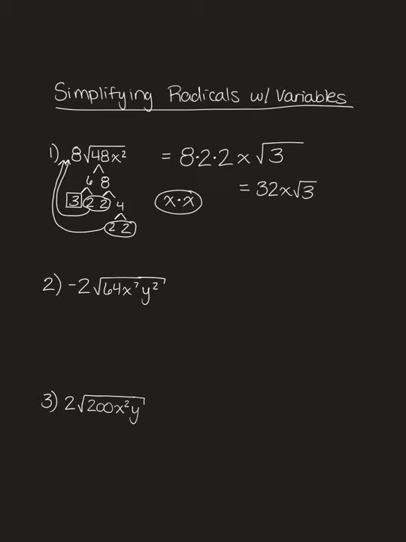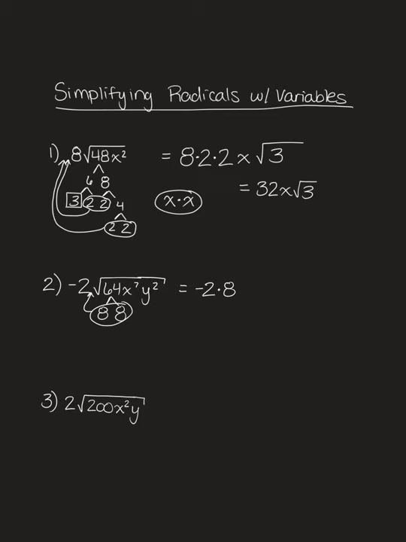Now let's look at number 2. We have negative 2 square root of 64x to the 7th y squared. So again, take your numbers first. So 64, that is a perfect square of 8 and 8. So there's my pair, and it's going to come to the outside. So right now I will have negative 2 times 8.